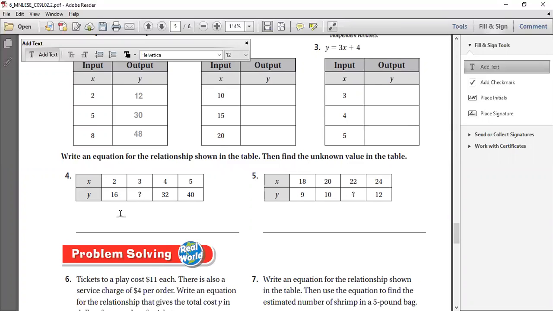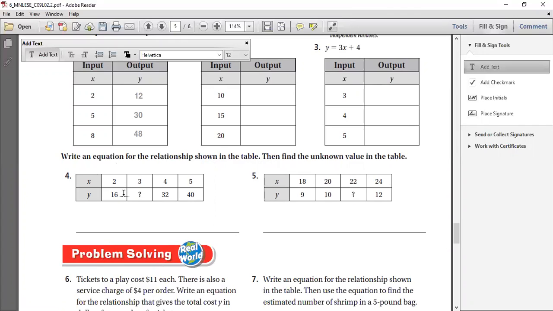Okay, so we will start with question number 4. Write an equation with the relationship shown in the table, then find the unknown value in the table. As I explained yesterday, if the value of x is less than y, that means you either have to add or multiply. If the value of x is more than y, then you have to subtract or divide. Here in this table, the value of x is less than y, which means either you have to add or you have to multiply.